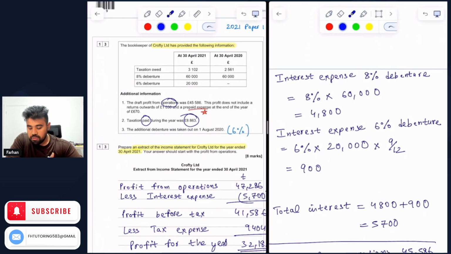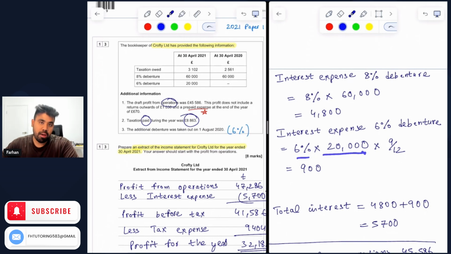Okay, so first of all, if I want to find the interest expense on the 6% debenture, I'm going to use 6% and multiply it with £20,000. All right, but when you do that, that's what you get on an annual basis. 6% simply multiplied on £20,000 would give you the interest expense for this debenture on an annual basis, or the interest expense for 12 months.